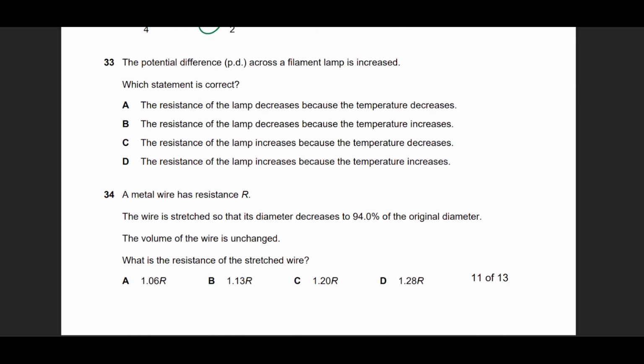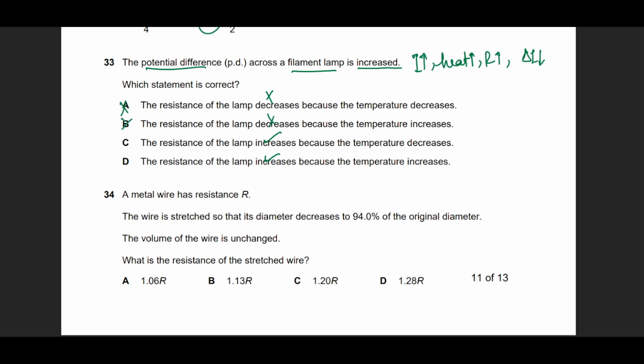Question number 33 is about a filament lamp. We understand that if the potential difference is increased, which statement is correct? So if the potential difference increases, the current increases. If the current increases, the heat increases. If the heat increases, the resistance increases, and the respective change in current starts to decrease. It stops increasing, or it stops experiencing an increasing current based on the increase in voltage. So the resistance of the lamp increases. Yes, it increases. It does not decrease.